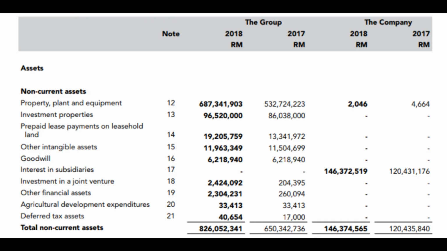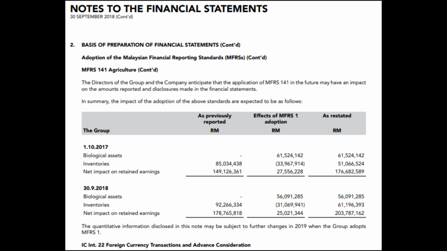Now let's talk about how Cahya Mata Corporation Berhad treated its biological assets. Basically the biological asset account in the statement of financial position is not presented, since the directors of the group and the company anticipate that application of MFRS 141 in the future may have an impact on the amounts reported and disclosures made in the financial statements. However, the company still provides notes to the accounts.